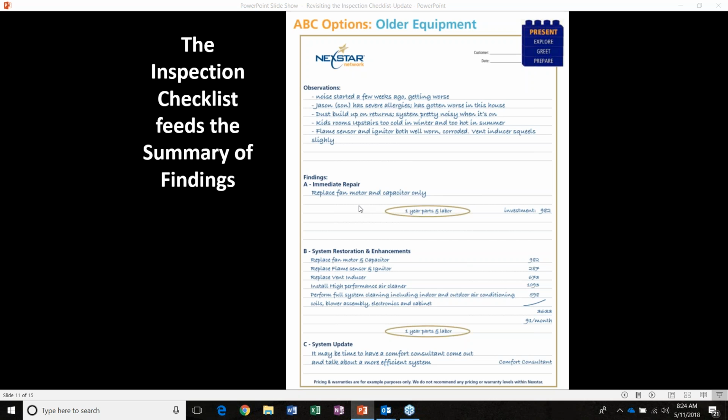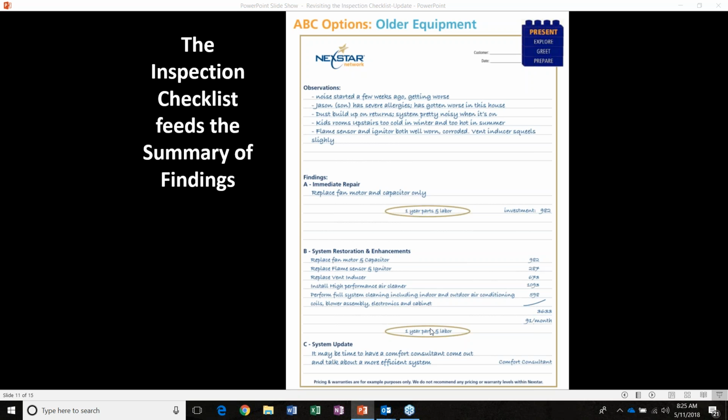And at the ABC approach, we're going to put the immediate repair first this time. So the immediate repair, what is the bare minimum we need to do to get you taken care of, get you operational today? Here's your investment, here's the dollars, 1 year parts and labor. And then option B is going to be system renovation and enhancements. And again, itemized. Each one of these are itemized.